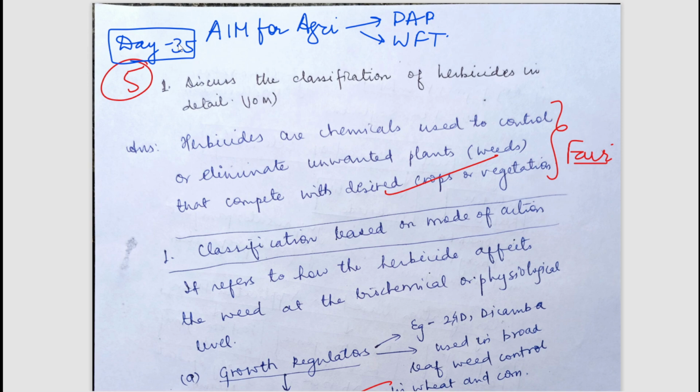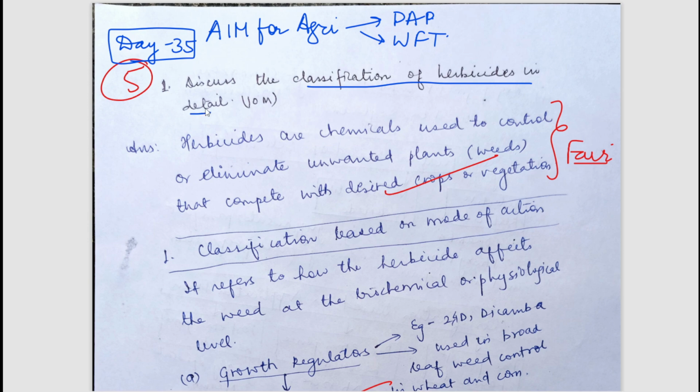By viewing and analyzing these types of answer copies, it can help you in your answer writing journey also. You can develop an idea of how to write answers, how to write certain points, how to structure your answers, how to use examples, how to introduce your answers, and how to conclude your answers. All these things will be very helpful to you and you will learn a lot through these copies. So let's start. The first question was, discuss the classification of herbicides in detail.